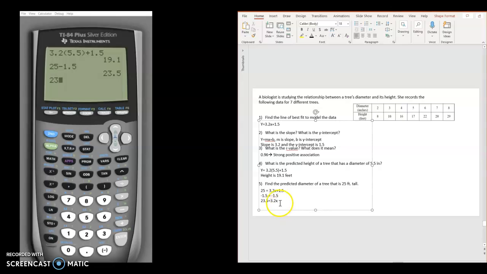Now we're going to divide both sides by 3.2. So we're going to do 23.5 divided by 3.2. And that gives us, let's just round to the tenths place, 7.3, and that would be inches. So 7.3 inches equals the diameter. So that's how you can use trend lines to not only figure out predicted values of x, you can also find predicted values of y.